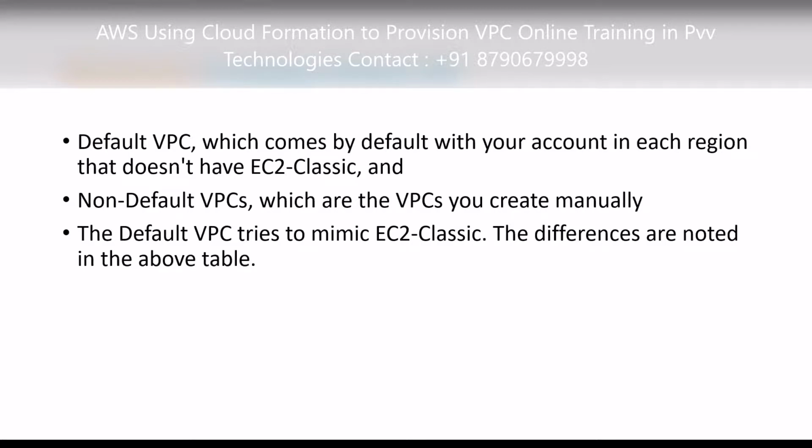Every account comes with a default VPC for each region, and that does not have EC2 Classic. All non-default VPCs are VPCs created manually; apart from the default, whatever we create on our own becomes non-default. Right now, while creating EC2, we have seen there is a default VPC that we select. Now we will create our own non-default VPC manually, so that we can create our own network.